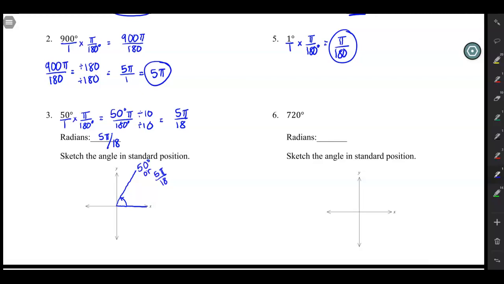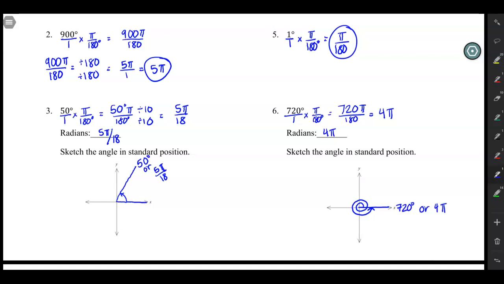Okay, I'm going to go ahead and do the next one. Go ahead and hit pause and try it on your own. All right, your answer to number 6 should look like this. To get to 720 degrees, you have to complete 2 full circles. So your terminal side and your initial side are the same. And as you convert it to radians, it just turns into 4 pi.